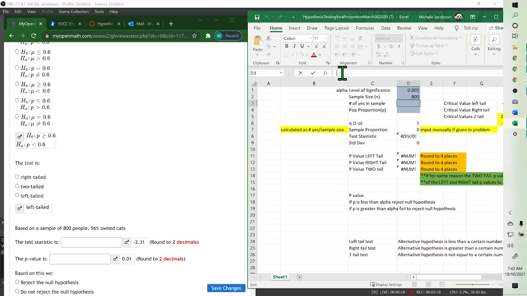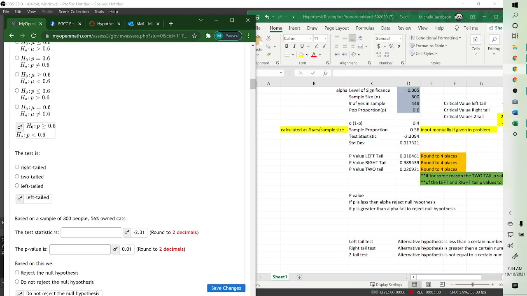You put equals 800 times, an asterisk, 56%, 0.56. So that was 448. And then the population proportion, that's from the null hypothesis, is 0.6.